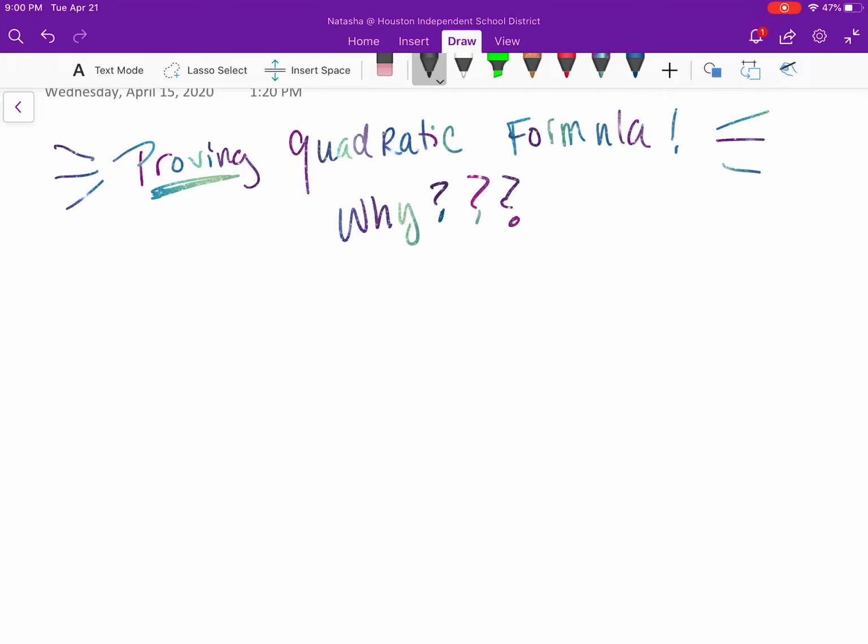I want to show how it will work with any quadratic and how completing the square leads us to the quadratic formula, and how everything that we've learned from one-step equations, two-step equations, inverse operations, fractions, multiplication, square roots, how it all leads up to this one beautiful point.